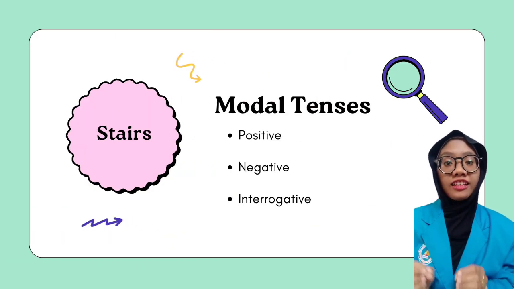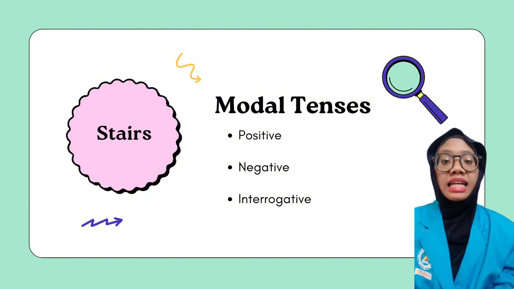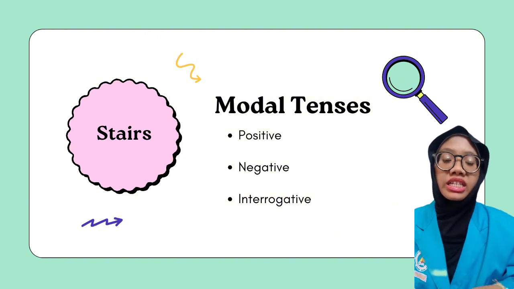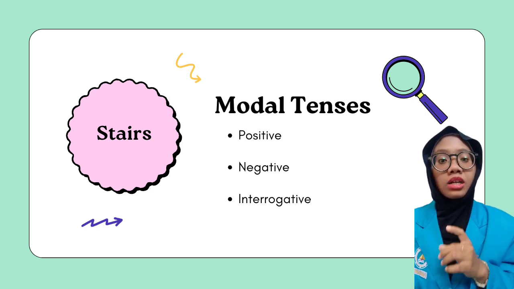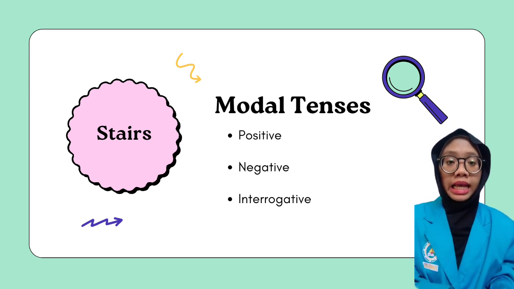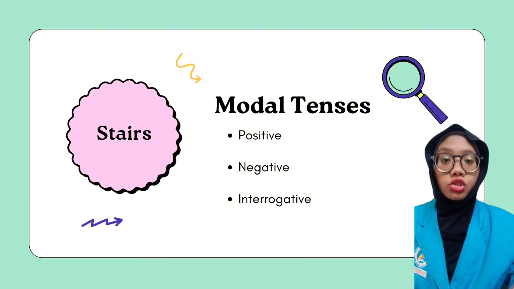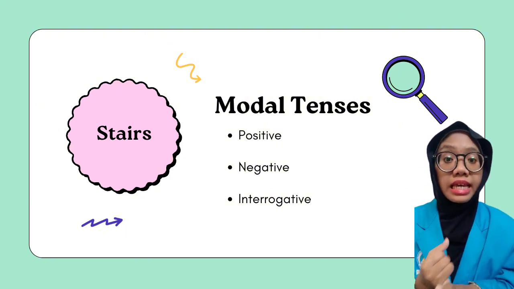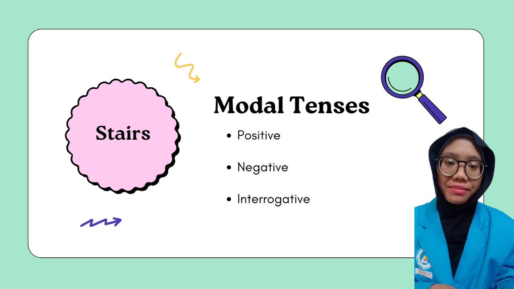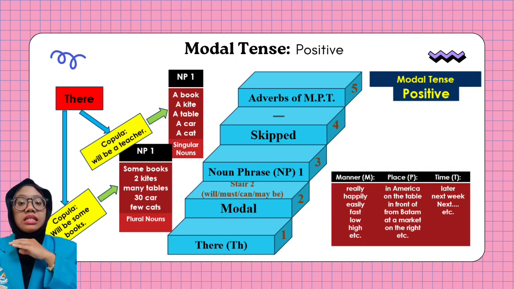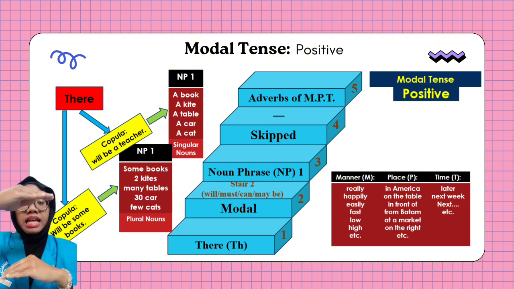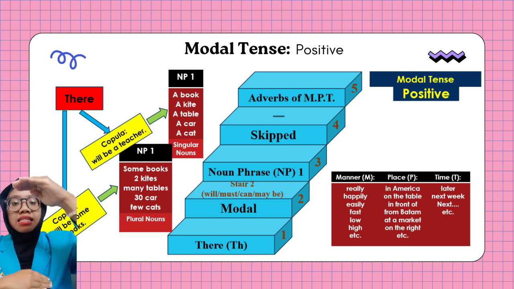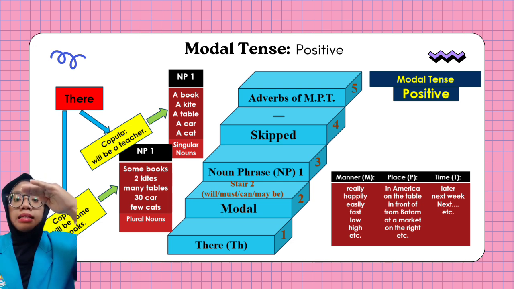Okay, now we move to the last tense, which is modal tense. The stairs in modal tense are the same as the stairs in present perfect tense, except that the copula have been or has been in the second stair is changed to modal such as will be, must be, can be, or may be. The arrangement is like this. There, modals such as will be, must be, can be, or may be, noun plus one, and remember that predicate adjective is always skipped, and the last is adverb of manner, place, and time.